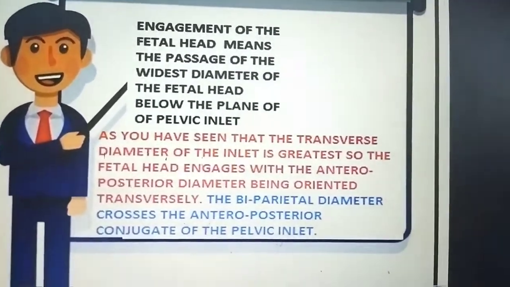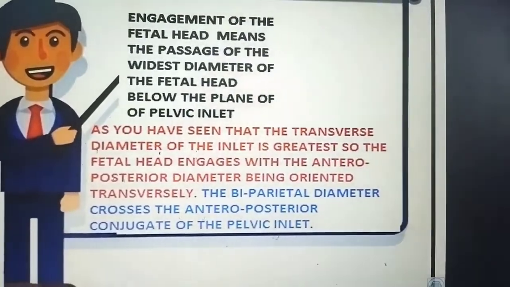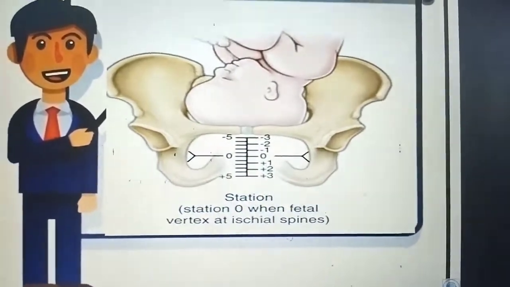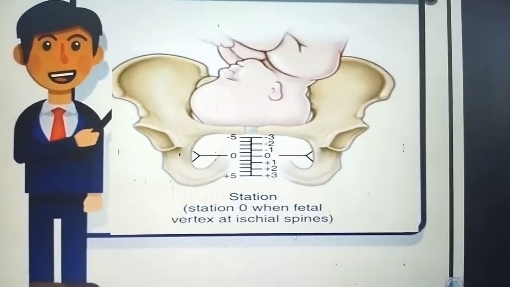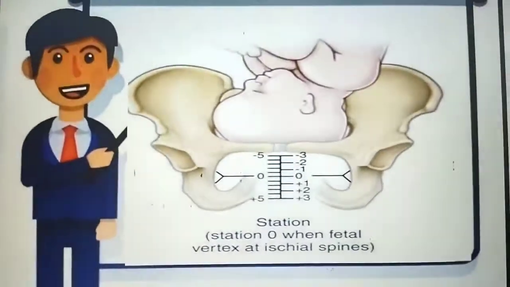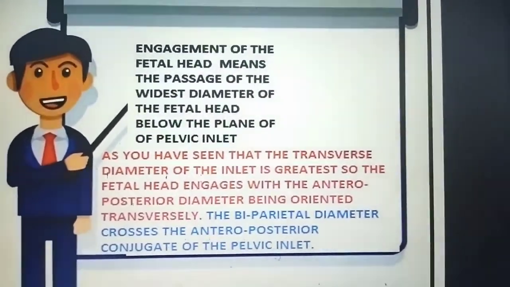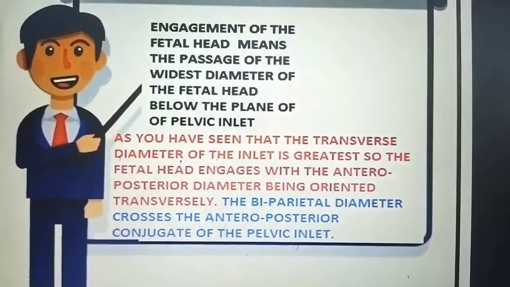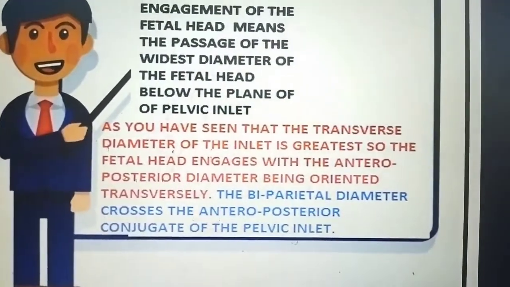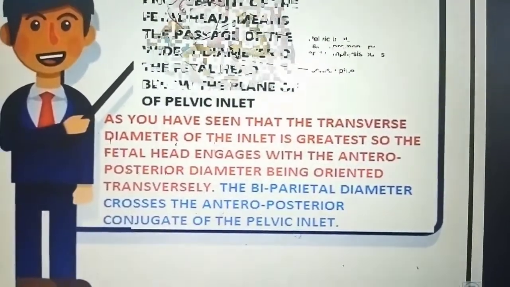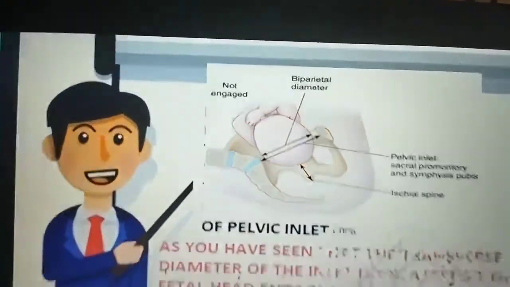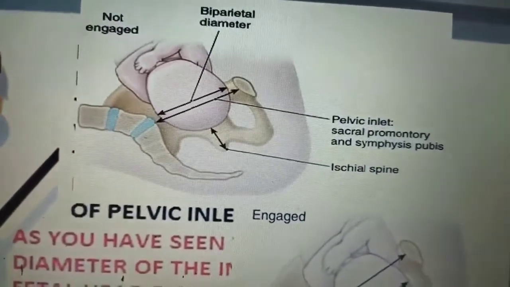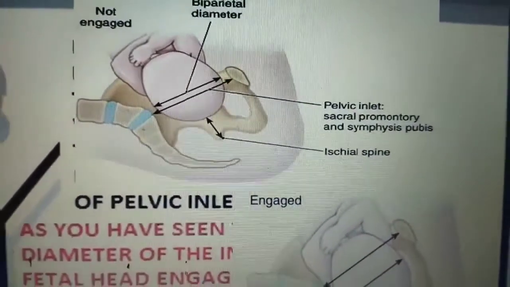Now, please note this, that as the transverse diameter of the inlet is greatest, the fetal head engages with the anteroposterior diameter or the longitudinal diameter of the fetal head being oriented transversely. You can see that in this picture. Again, engagement of the fetal head means passage of the widest diameter of the fetal head below the plane of the pelvic inlet. The biparietal diameter crosses the anteroposterior conjugate of the pelvic inlet. Here you can see in this picture that the biparietal diameter is oriented along the anteroposterior diameter.